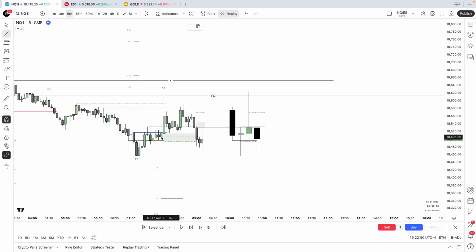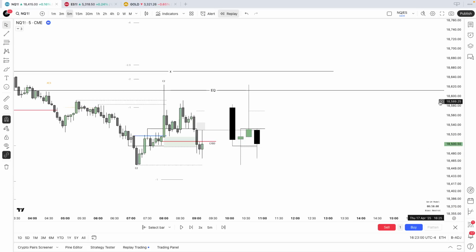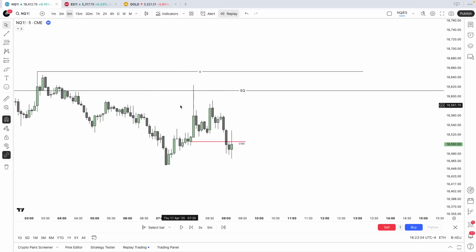And here, luckily, I'm making this simple with the fractal model, we formed a beautiful change in state of delivery on the 5-minute time frame on NASDAQ. So I'm going to mark this out on my chart here so you all can see what I'm looking at, and I'm going to deactivate the T-Trades fractal model to make it simpler to see.